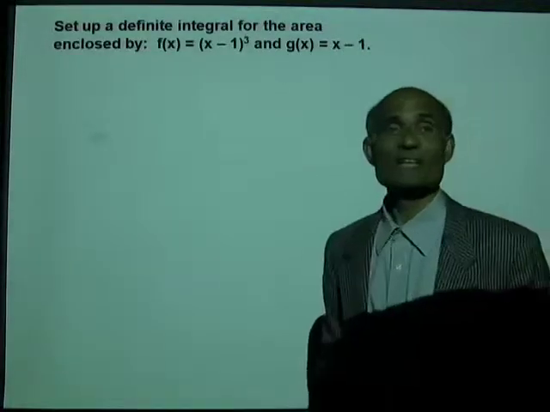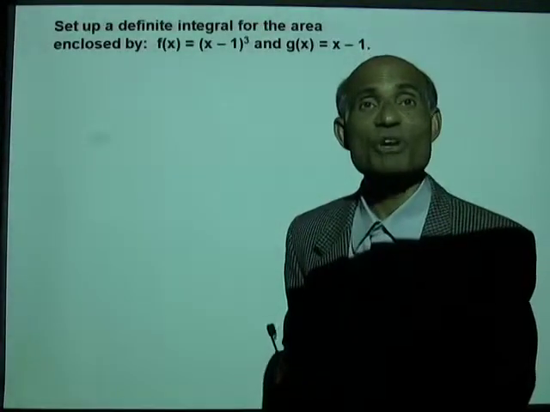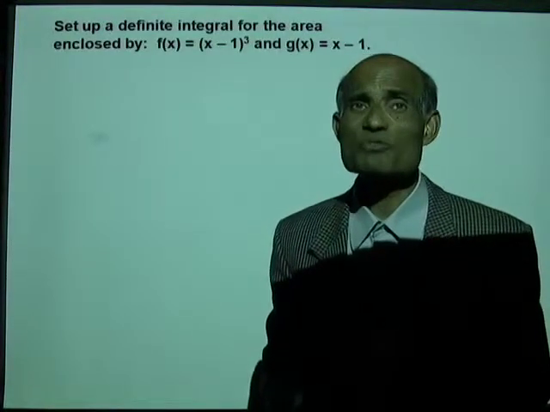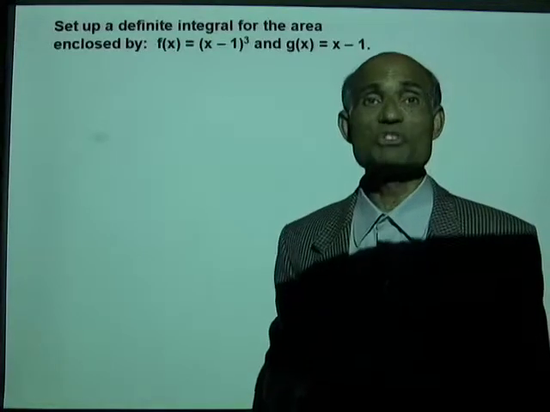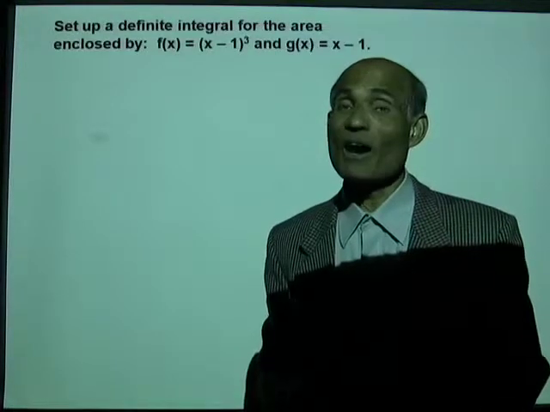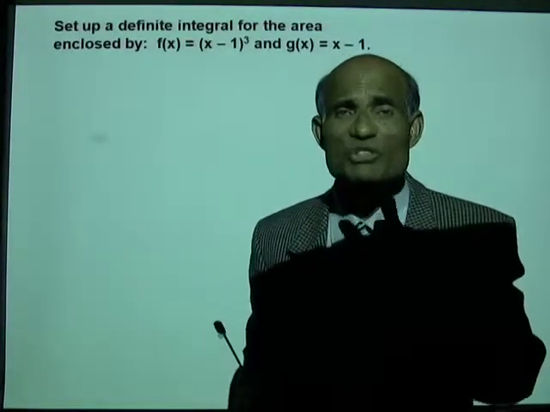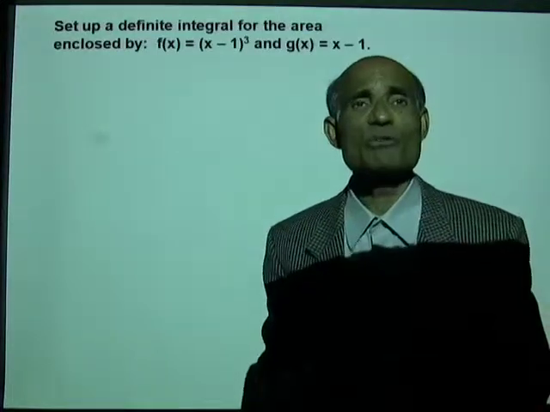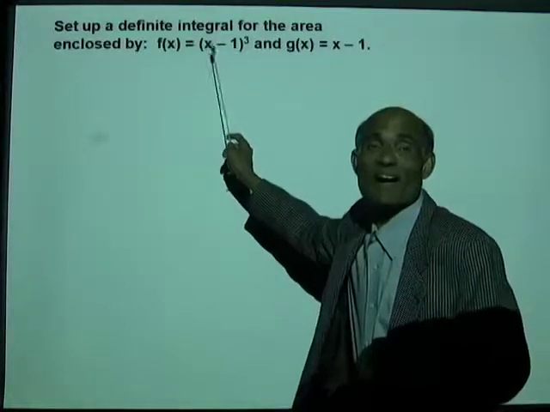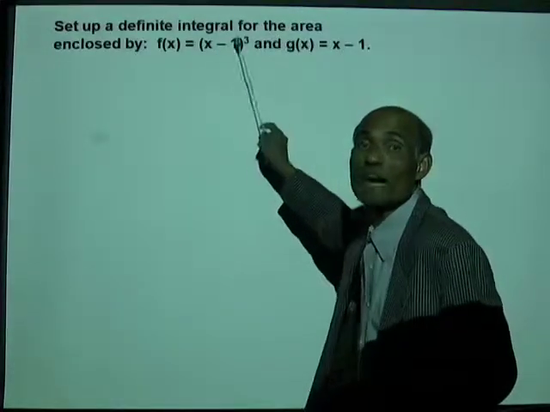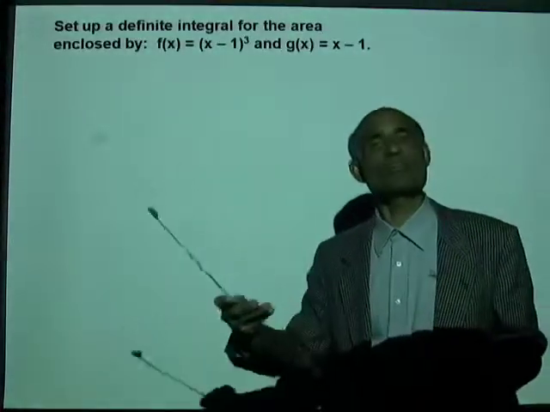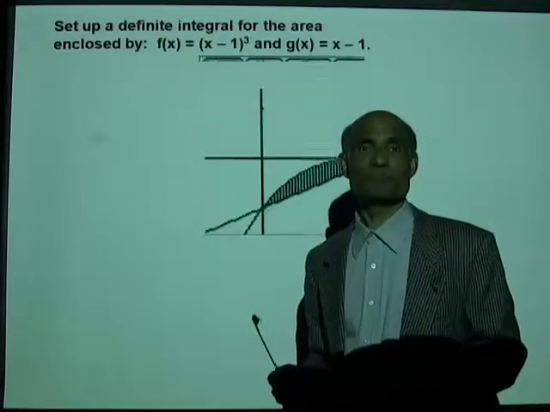Okay, let's try this. Set up a definite integral for the area enclosed by f of x equal to x minus 1 to the power of 3 and g of x equal to x minus 1. Now, I want you to stop the video here and try and graph these two functions. How does the graph of x minus 1 to the power of 3 look like? And how does the area enclosed by these two graphs look like? Try that on your own before coming back and watching the video.